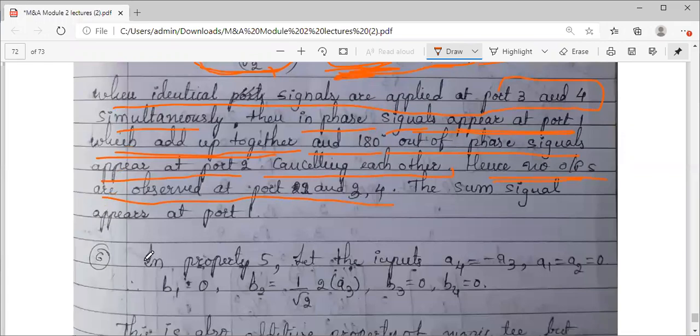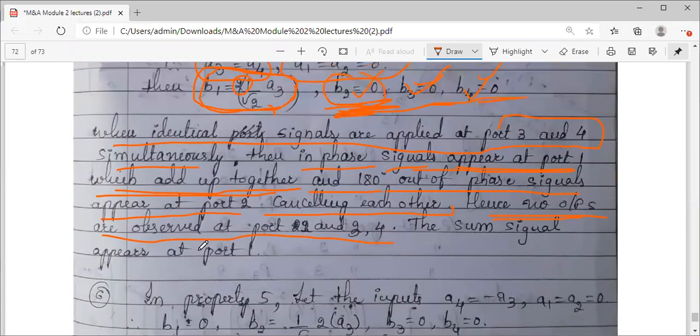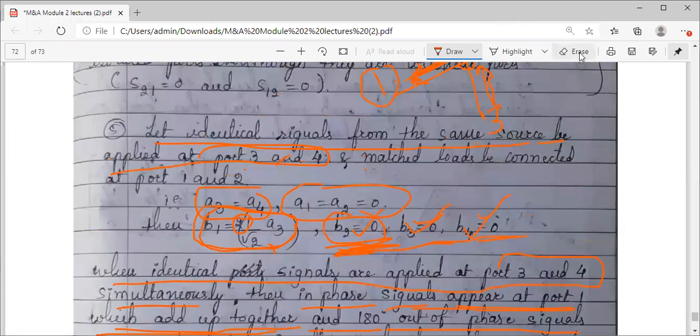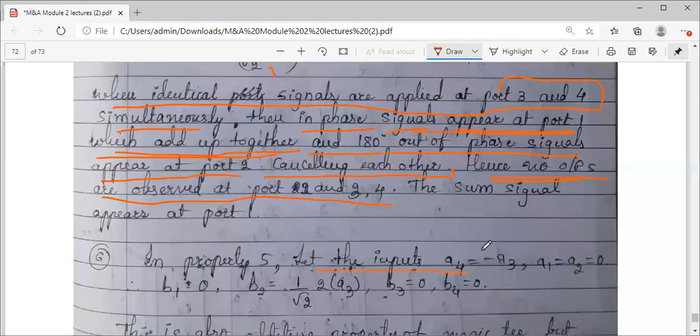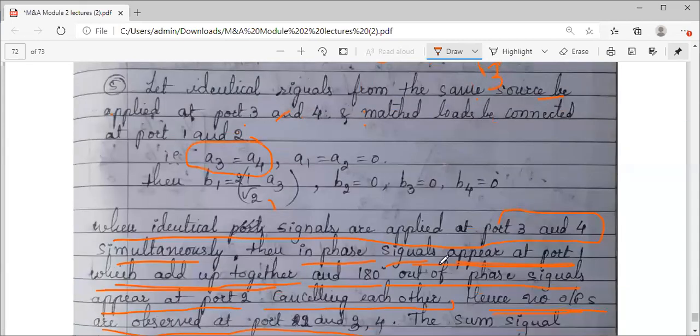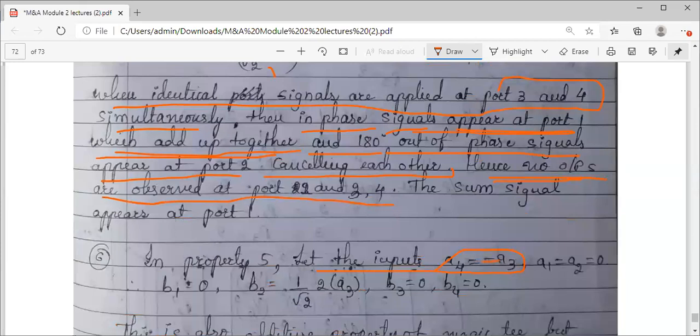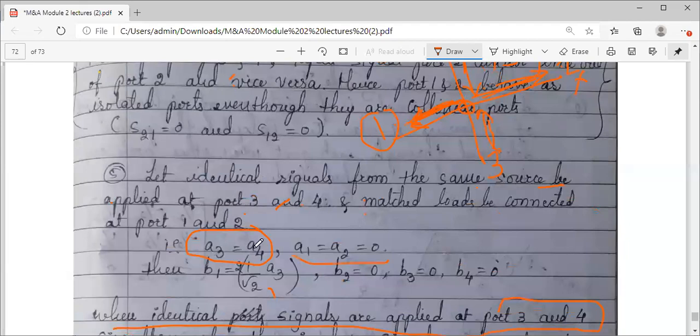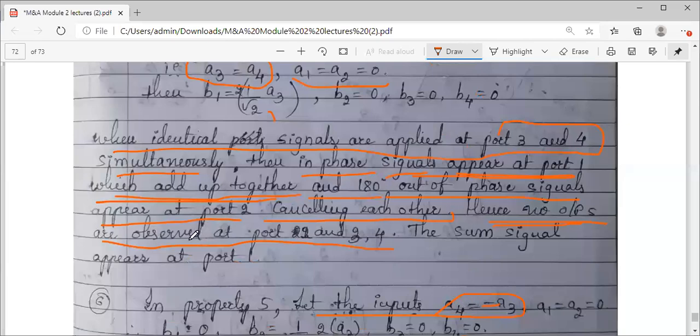Now what I'll do next, in this property 5 itself, I'll make a little change, just a negative sign. Let's see what will happen. In property 5, let the input signals be like this. In property 5 I have taken identical signals, right? So this time I'll take a negative sign. Their phase is opposite, everything else remains the same. A1 and A2 are 0, just where A3 is equal to A4, put a negative sign. So if you do that, what will your equations be?